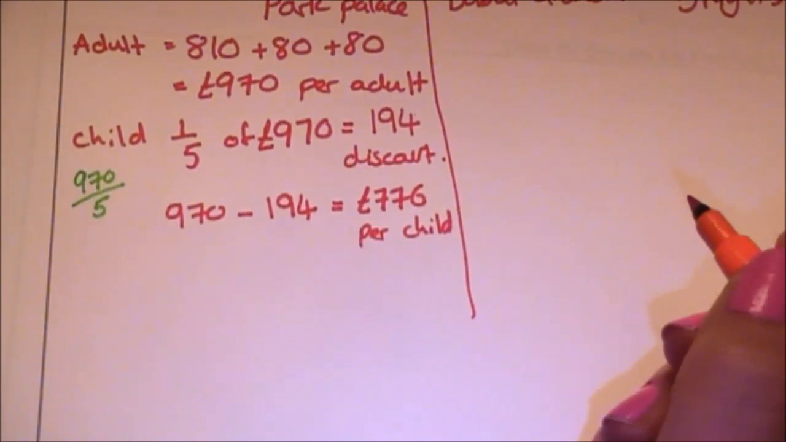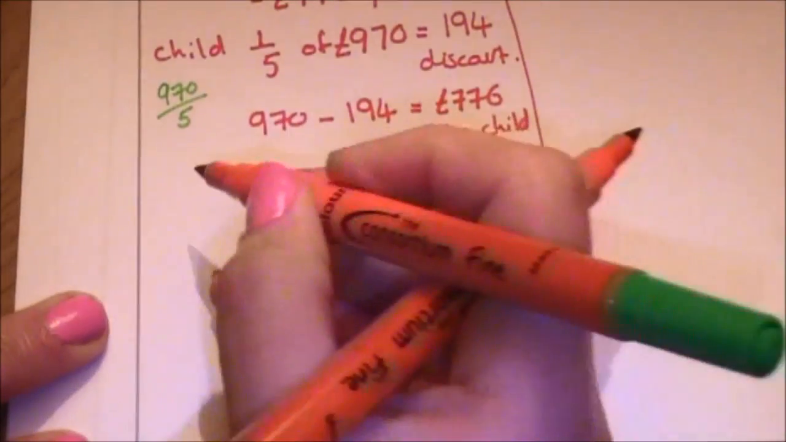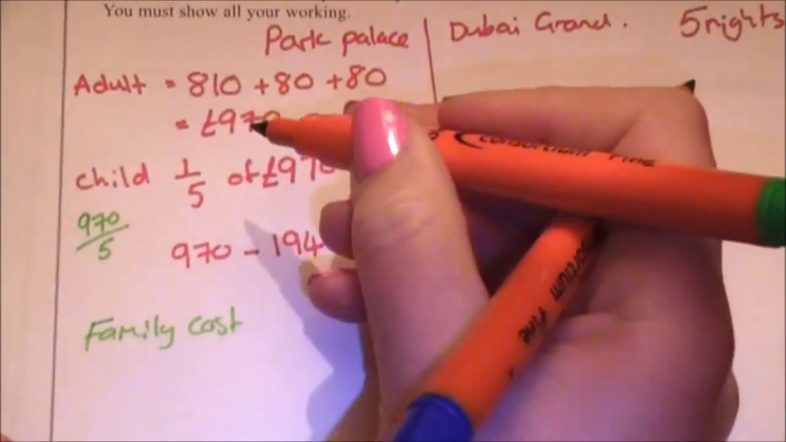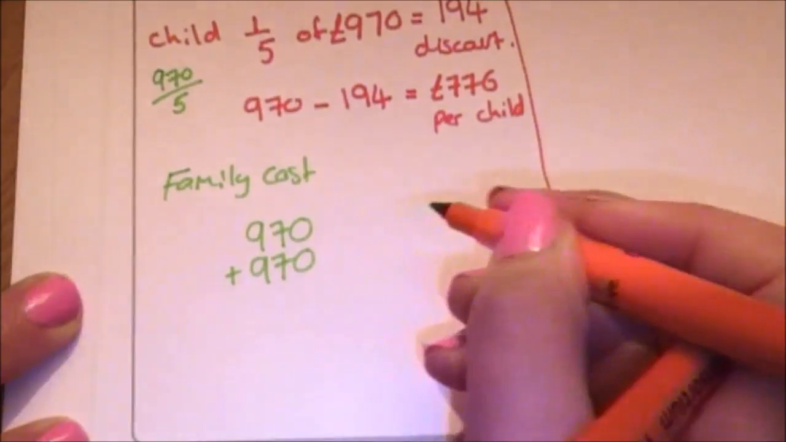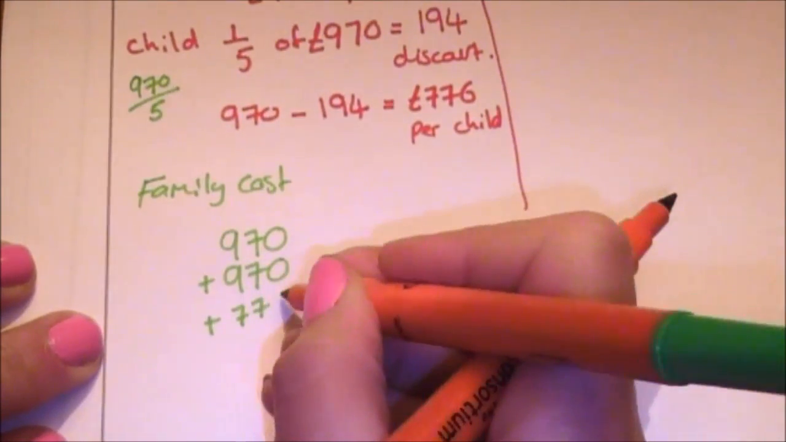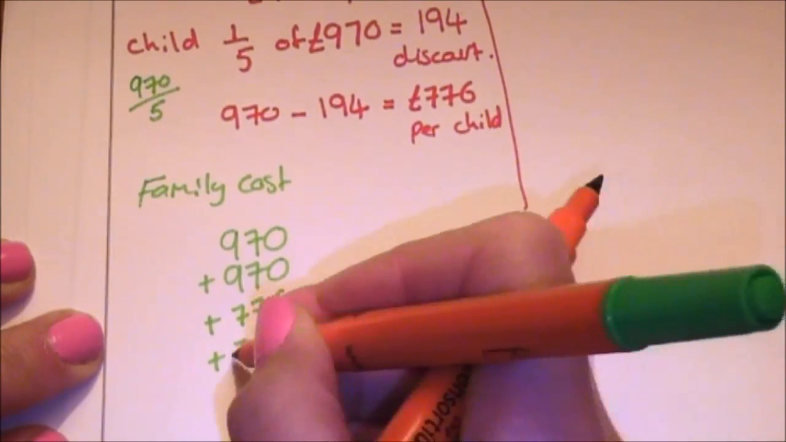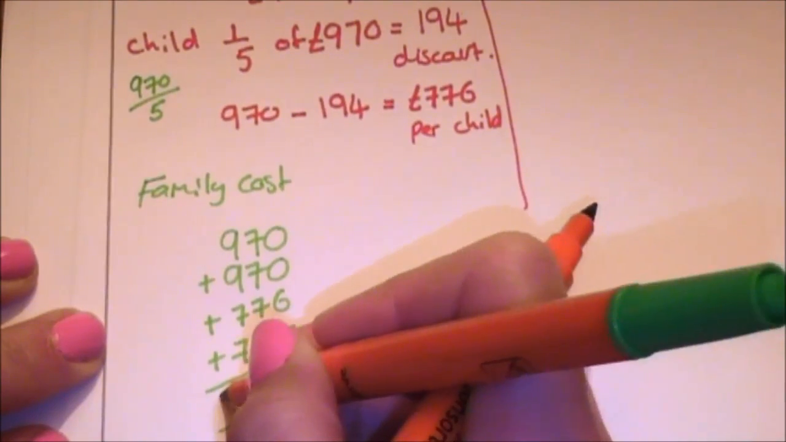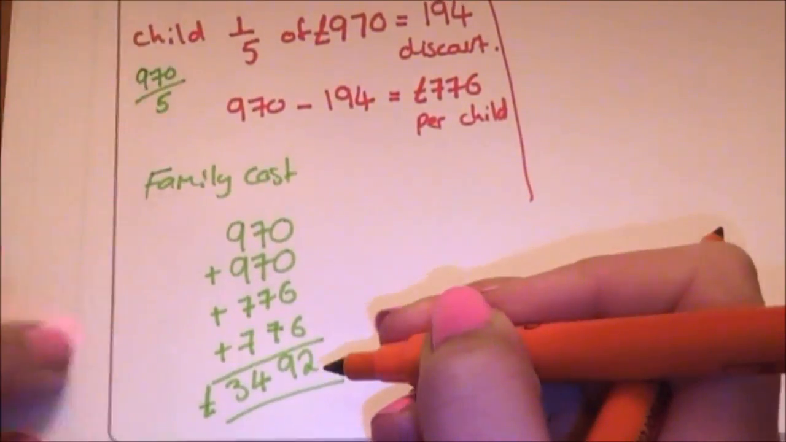and that's per child. Now at this point I need to think about who is in the Smith family, so I'm going to put here family cost, and in the family it said that we have 2 adults, so that's 970 and another 970, and I've got 2 children, so that's add 776, add 776, and whatever method I need to do to add those up, but I did it earlier, so I know that it's £3,492. So that's the total cost for Park Palace.